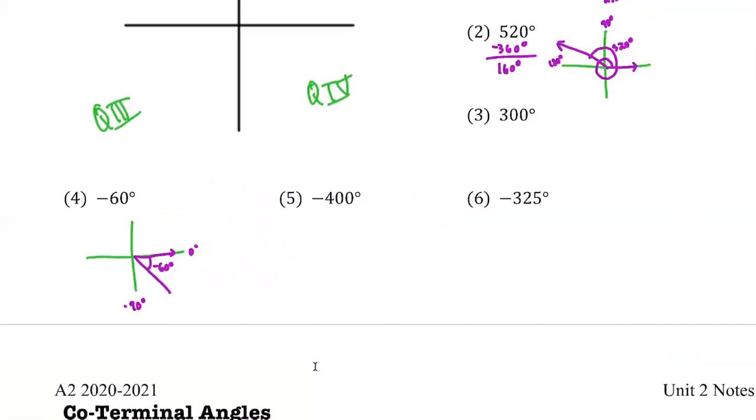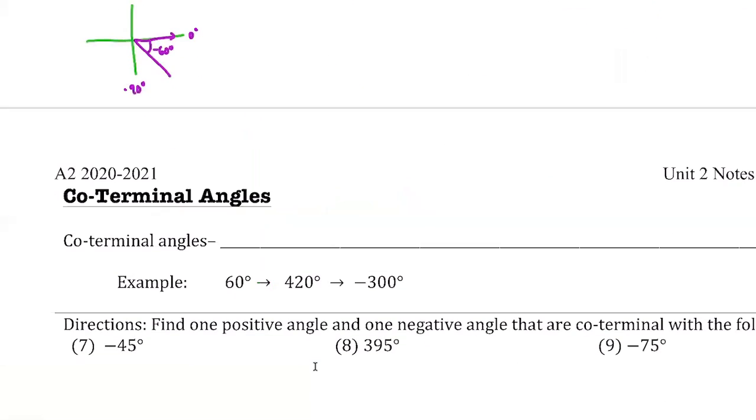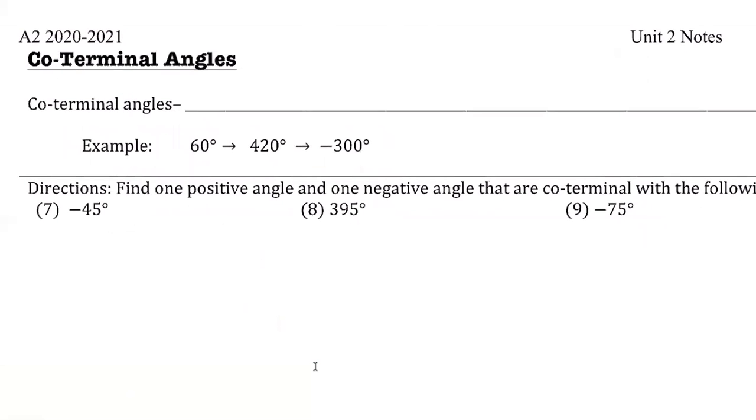Now, because angles can keep going around the circle, and usually we'll call this the unit circle, you'll see why a little bit later in the unit. Because angles can keep going around the circle, we have something called a coterminal angle, or coterminal angles. Usually it's plural because these are all the angles that have the same terminal side.